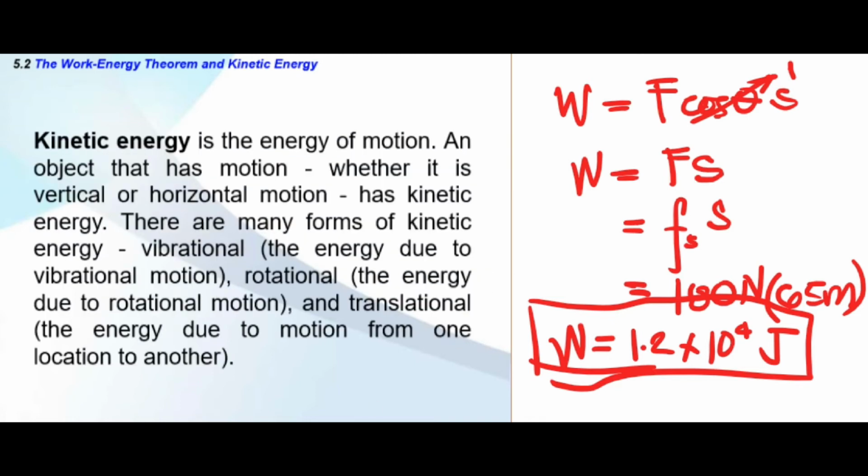One of the forms is kinetic energy. Kinetic energy is the energy of motion. An object that has motion, whether it is vertical or horizontal, has kinetic energy. There are many forms of kinetic energy, like vibrational, the energy due to vibration or vibrational motion, rotational, the energy due to rotation, and translational, the energy due to the motion from one location to another.